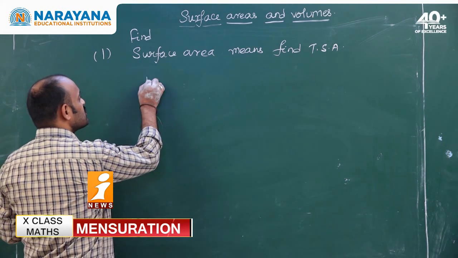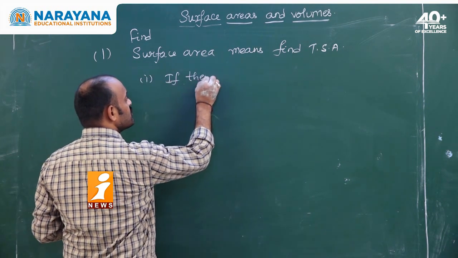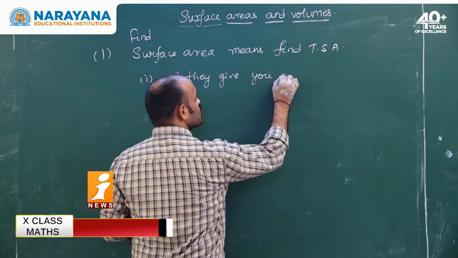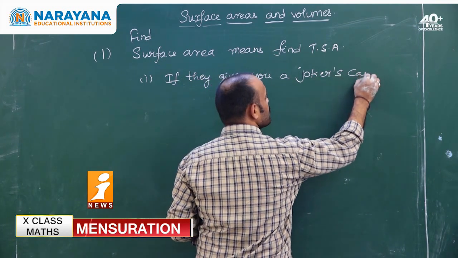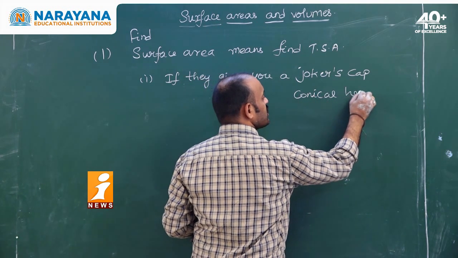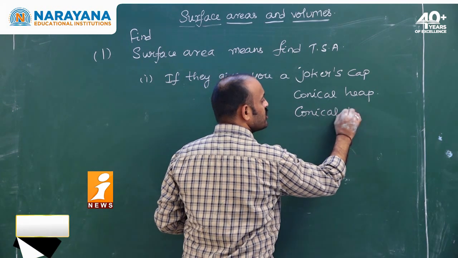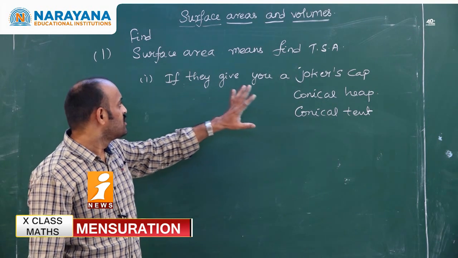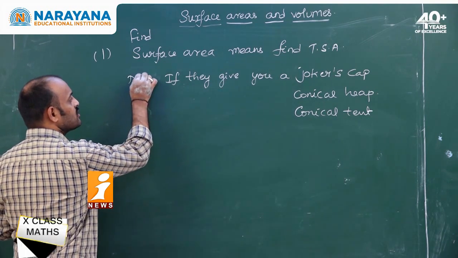The first one is, if they give you a joker's cap or conical heap or conical tent. If they say joker's cap, conical heap, conical tent, you can take it as a note.